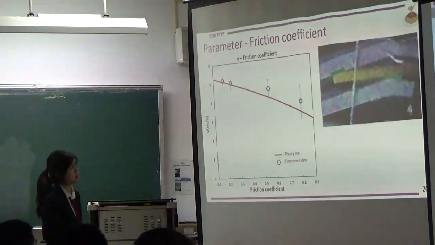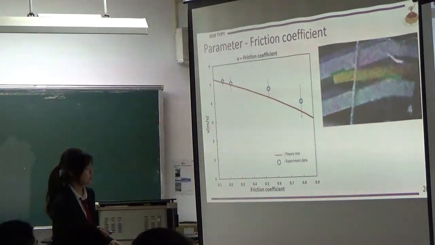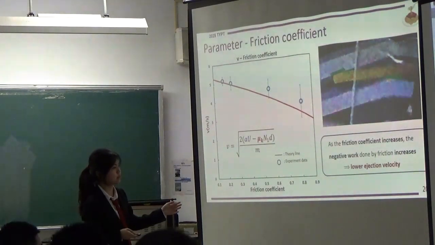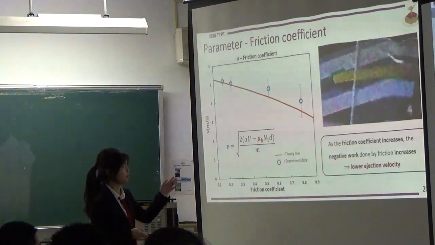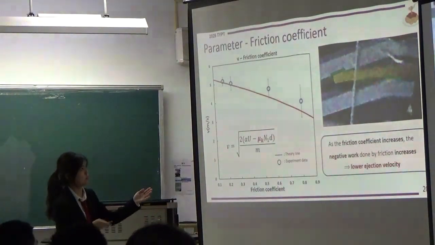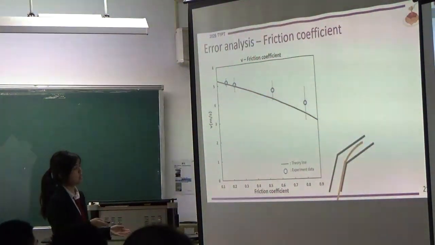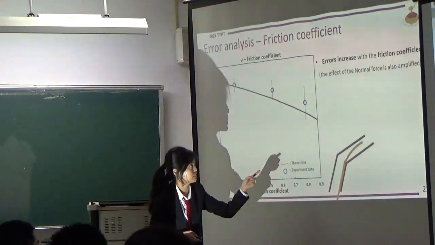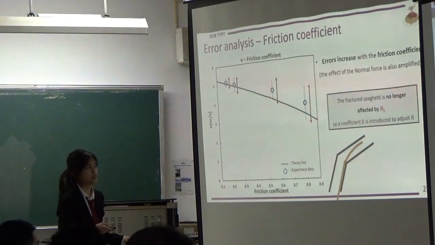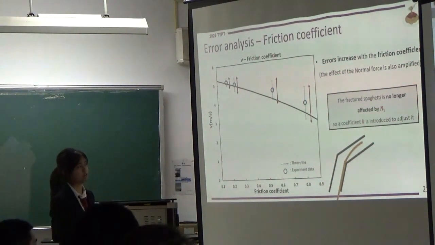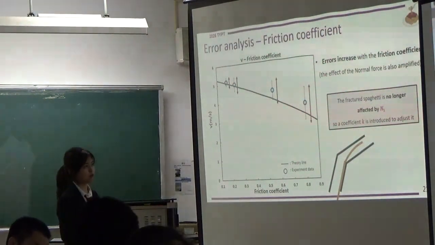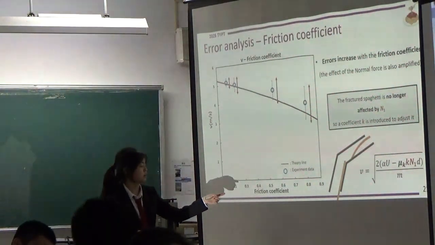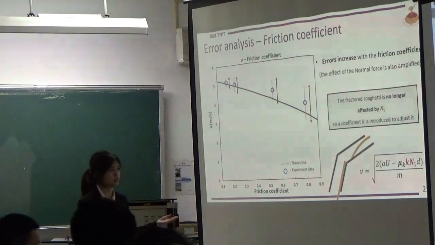And the last parameter is the friction coefficient. As the friction coefficient increases, the negative work done by friction increases, so that will lead to a lower ejection velocity. However, we found out that there will be bigger deviations when the friction coefficient increases. That's because the fractured spaghetti is no longer affected by the normal force, and the coefficient K will be introduced to adjust it more in the situation of a bigger friction coefficient.